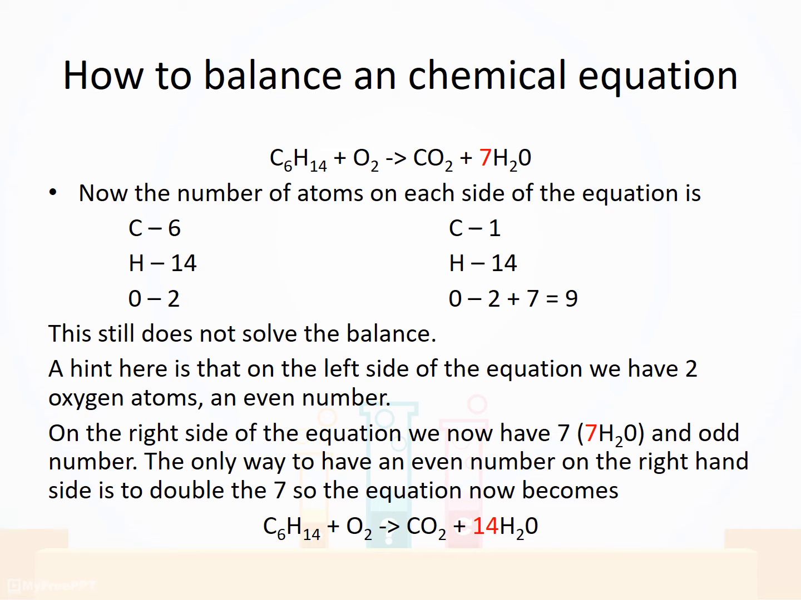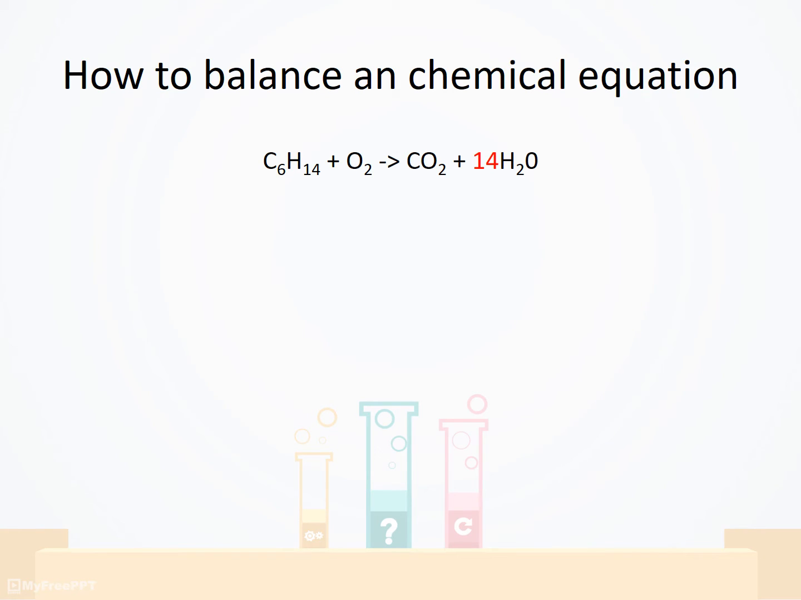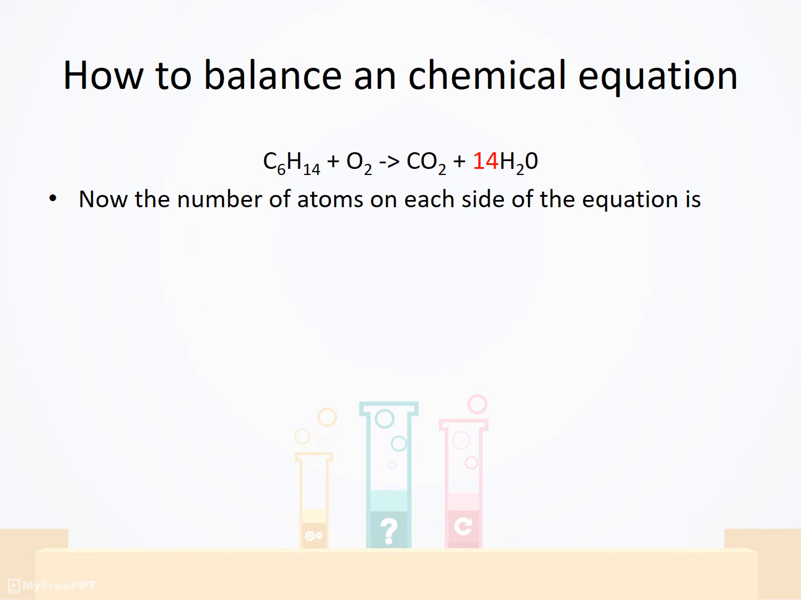So let's have a look at how we're going on our balancing. So here's our equation with our 14 waters now. Let's look at the atoms on each side. We've still got a problem with carbon. 6 on the left, 1 on the right.